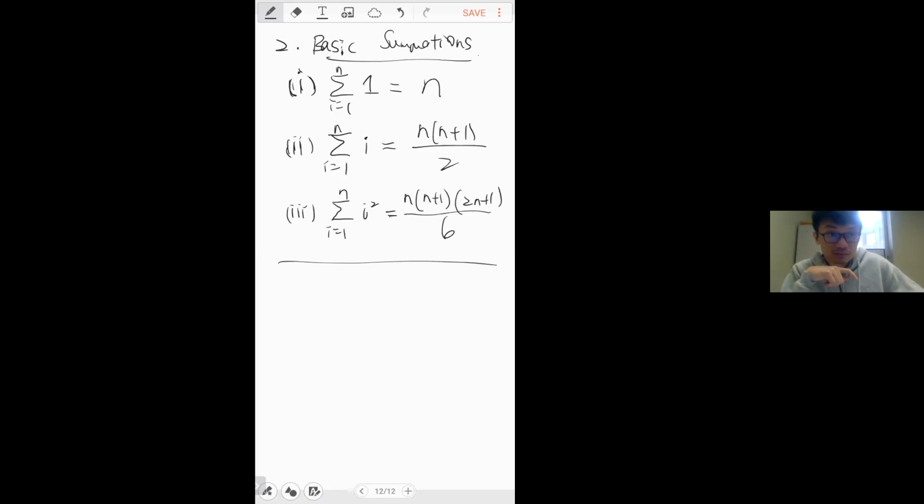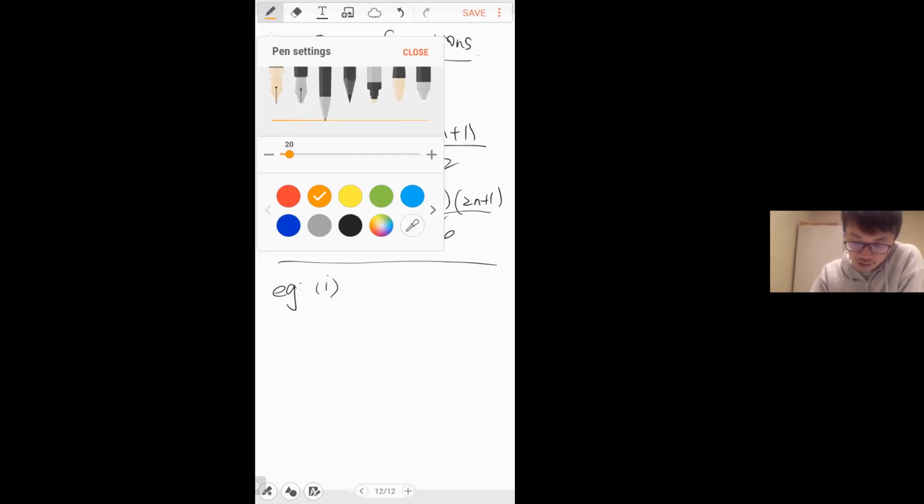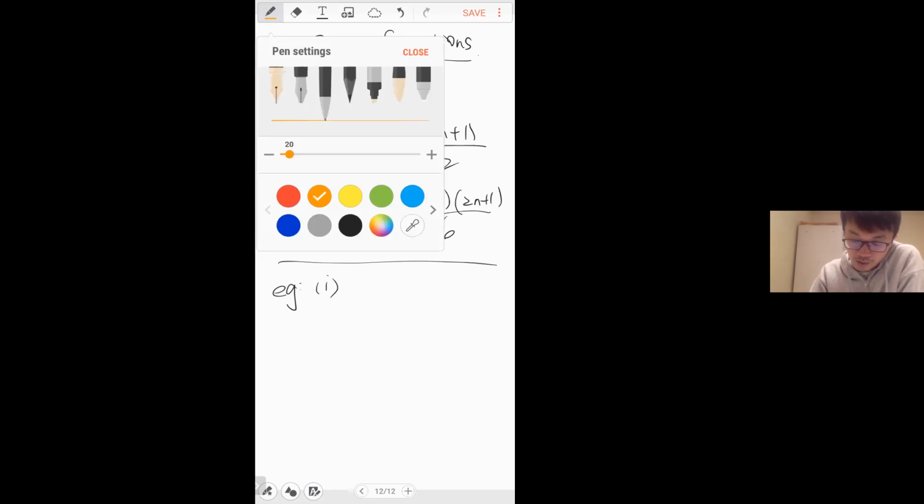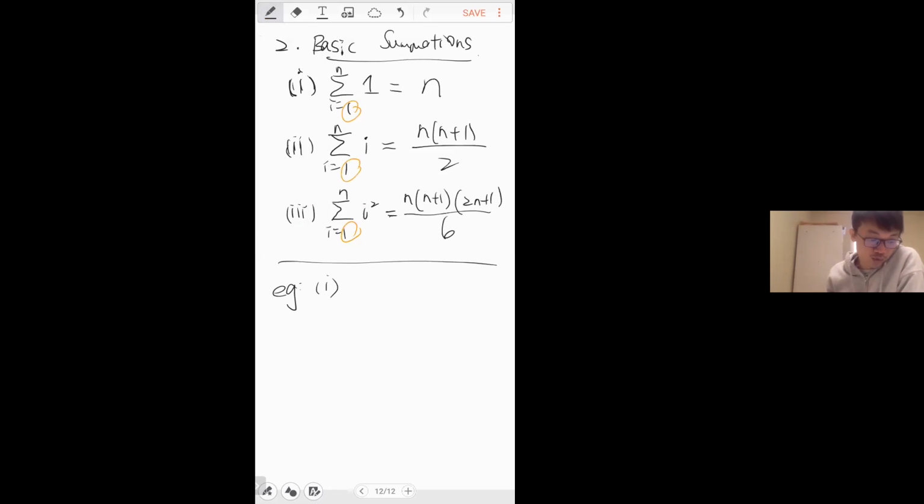Questions? All right. By the way, I should mention that these formulas only work if you start from 1. You have to start from 1 for this to work. And we'll see in a second, if it doesn't start from 1, what do we do? But yeah, let's see this first example first.